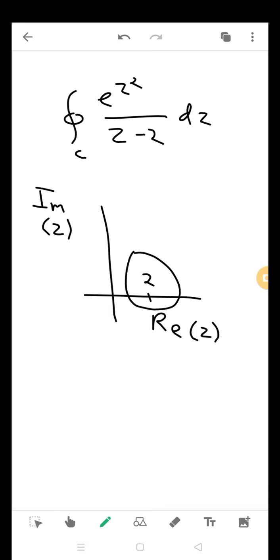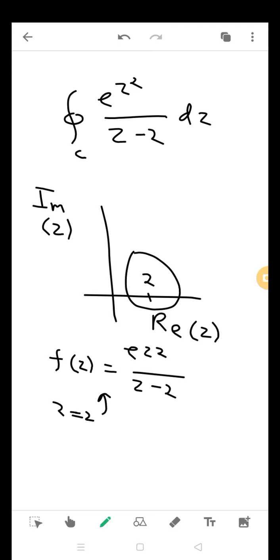So now this point indicates that the function f(z) is equal to e to the power z square divided by z minus 2. If you put z equal to 2, the function becomes not defined, because the denominator 2 minus 2 becomes 0. So this point z equal to 2 is called a singular point, and the function is not analytic at z equal to 2.